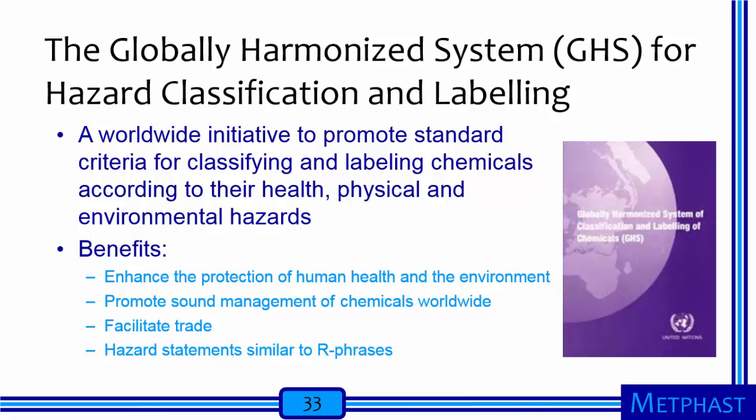But before we discuss OEBs in more detail, we need to describe the Globally Harmonized System, or GHS, for hazard classification and labeling. This is a worldwide initiative to promote standard criteria for classifying and labeling chemicals according to their health, physical, and environmental hazards. The benefits of this are that this system enhances the protection of human health and the environment, promotes sound management of chemicals worldwide, facilitates trade, and the hazard statements in this system are similar to the R or risk phrases in the COSH Essentials framework.